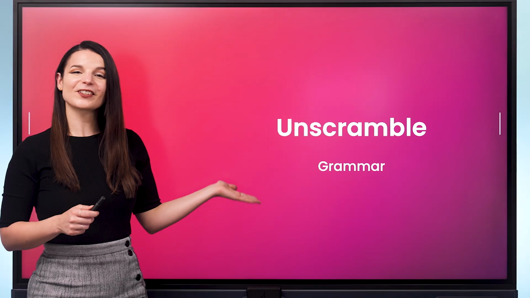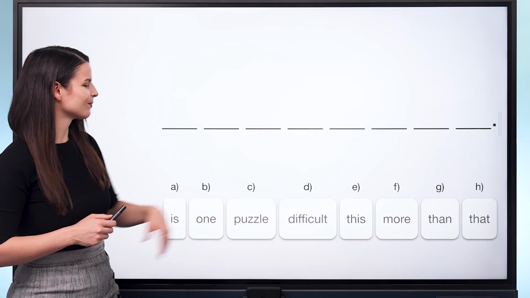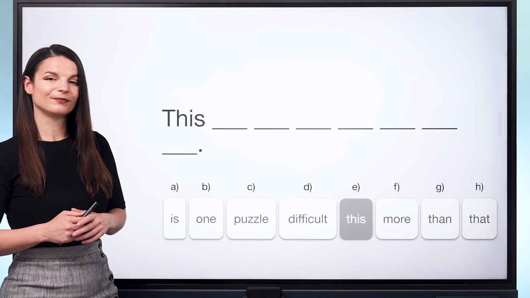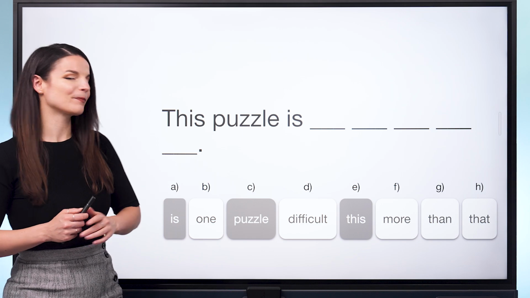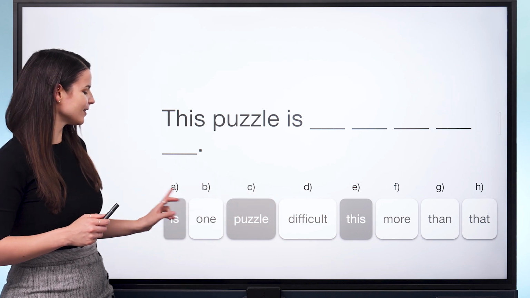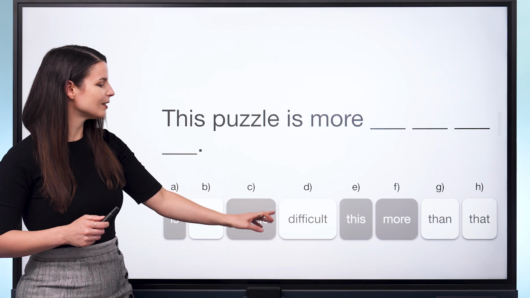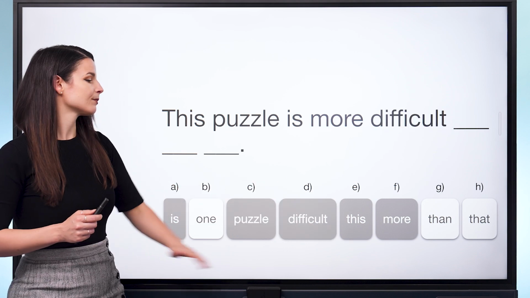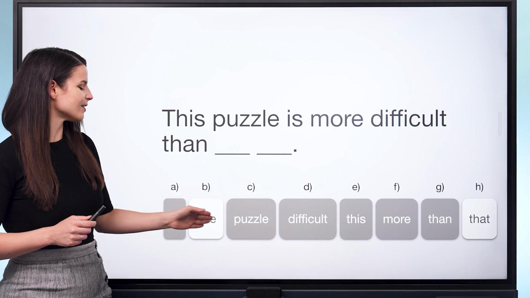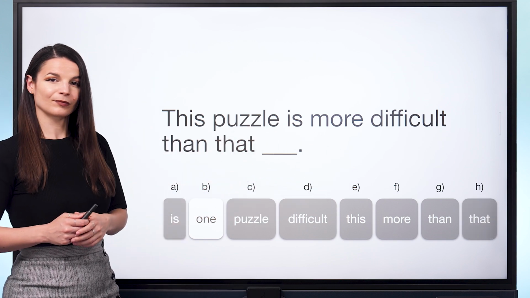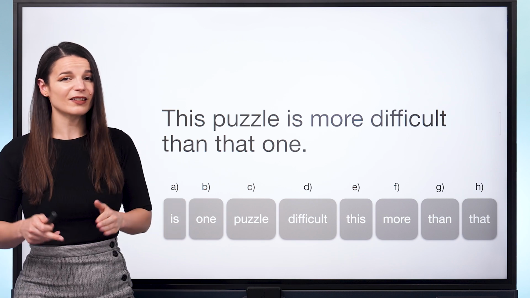Unscramble the words to make a sentence. This puzzle is more difficult than that one.